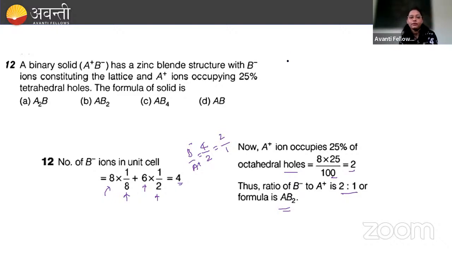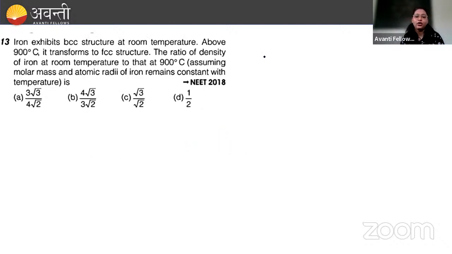Yeah. Iron exhibits BCC structure at room temperature, right? Next, above 900 degrees centigrade, it transforms to FCC structure. The ratio of the density of iron at room temperature to that at 900 degrees Celsius, assuming molar mass and atomic radius of iron remain constant with the temperature. So see, recent NEET में ये क्वेश्चन पूछा गया है, आयरन का स्ट्रक्चर कैसा है? BCC स्ट्रक्चर है. Iron is having BCC structure. above 900 डिग्री सेल्सियस BCC से वो कन्वर्ट हो रहा है FCC में.